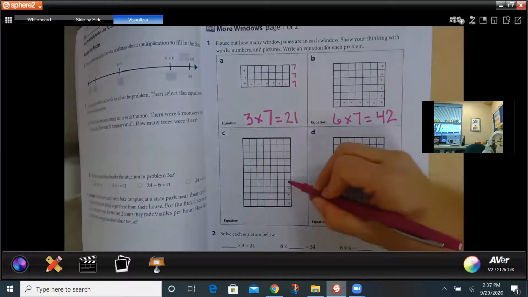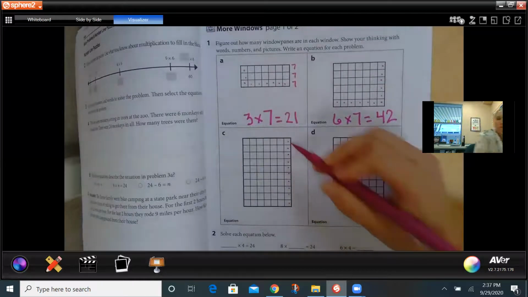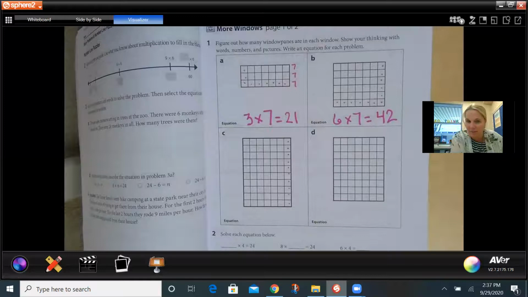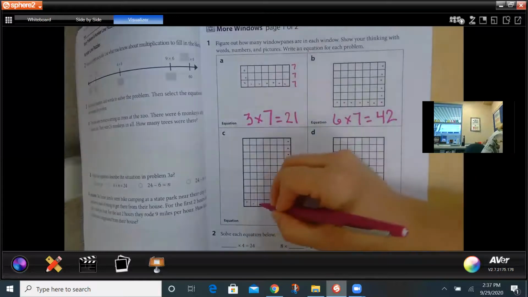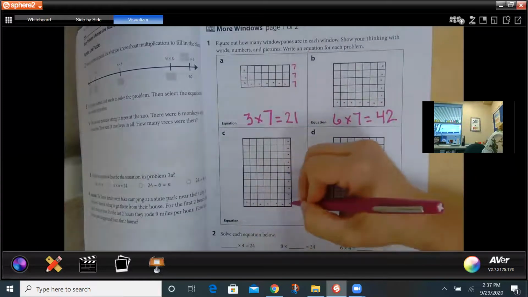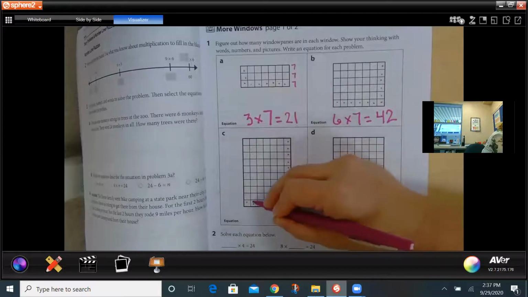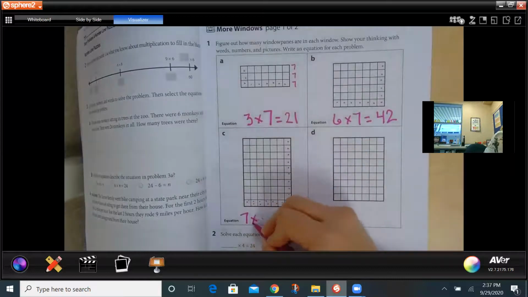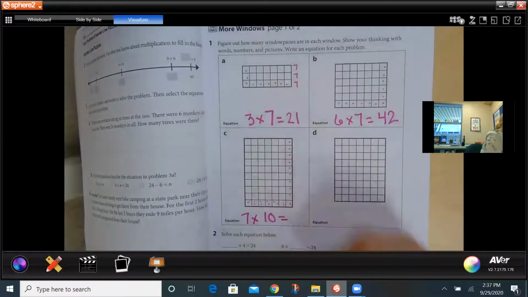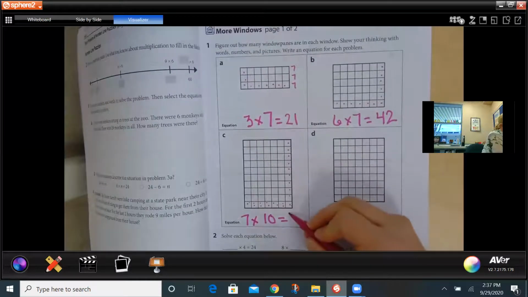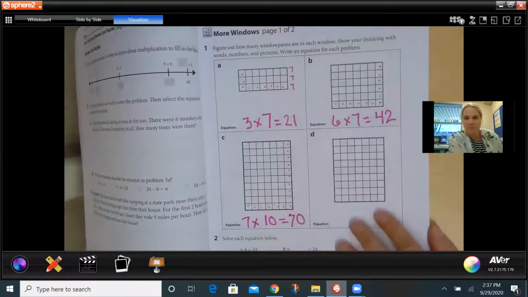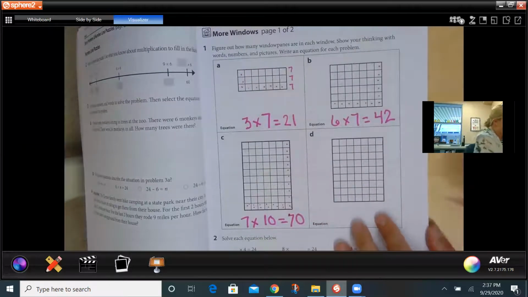1, 2, 3, 4, 5, 6, 7, 8, 9, 10. Ooh, this one's going to be easy. We love our times 10s. 1, 2, 3, 4, 5, 6, 7. 7 times 10. All right. Everybody's screaming it, aren't you? Are you screaming 70 at home? 70.